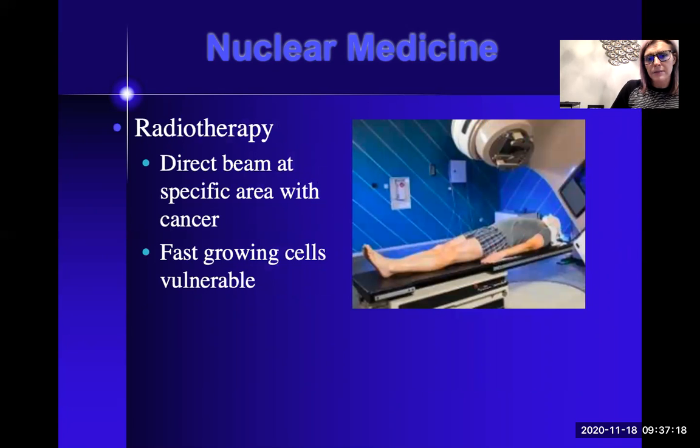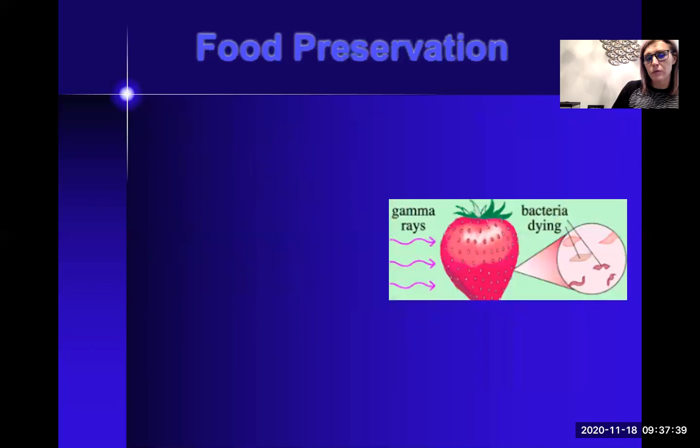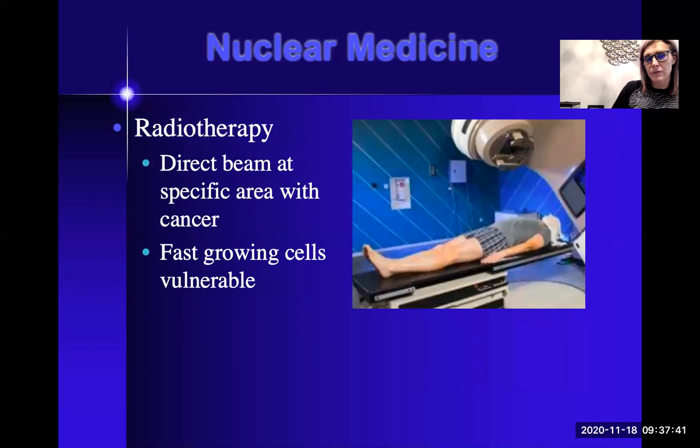Radiotherapy directs beams at a specific area. If you had cancer, they sometimes radiate you. You do chemotherapy or they have radiation therapy, and that's a direct gamma ray at the area specific to the cancer. They would make that fast-growing cancer vulnerable, and that's how those work.